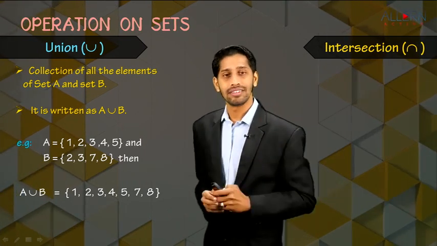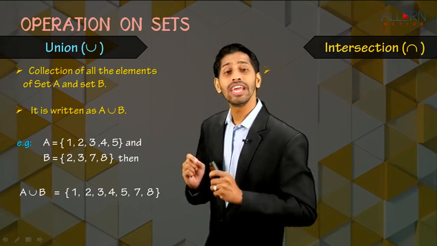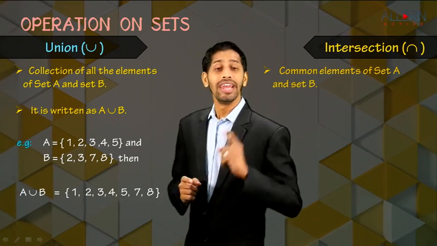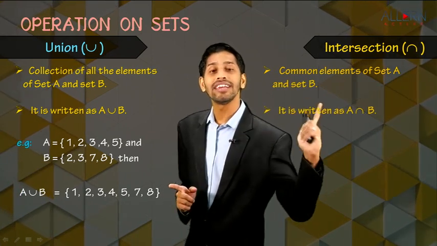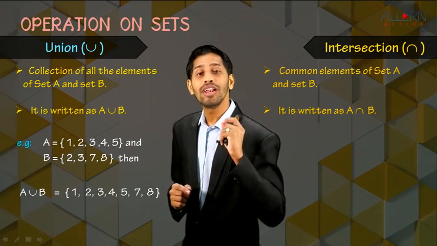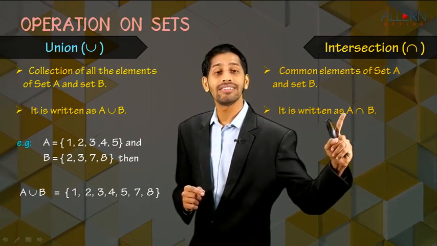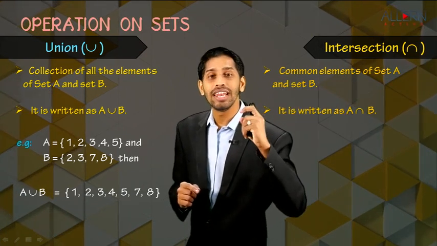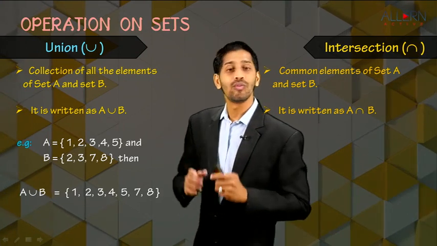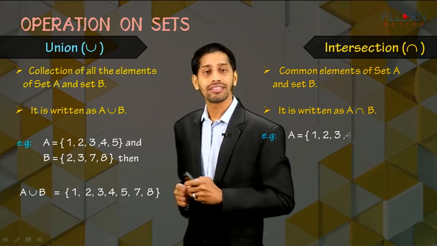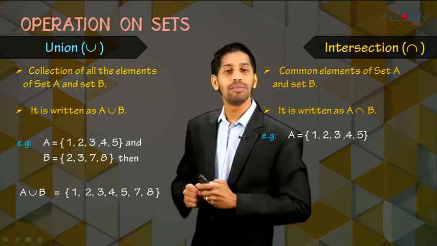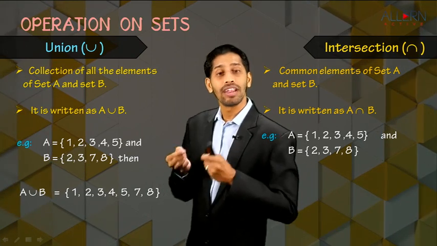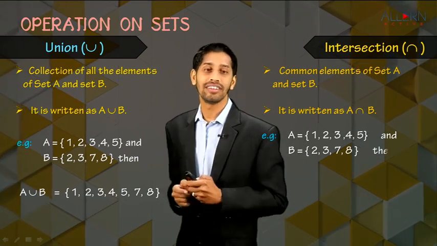Now next is intersection. Intersection means we have to write only common elements. So the common elements of set A and set B are written as A intersection B, where the symbol for intersection will be this. So we read it as A intersection B, and we have to write only common elements. That means the same elements which are present in both sets. So we'll take an example. Suppose A is given in roster form as 1, 2, 3, 4, 5, and B is given in roster form as 2, 3, 7, 8. We'll take the same example, but now we are going to find A intersection B.